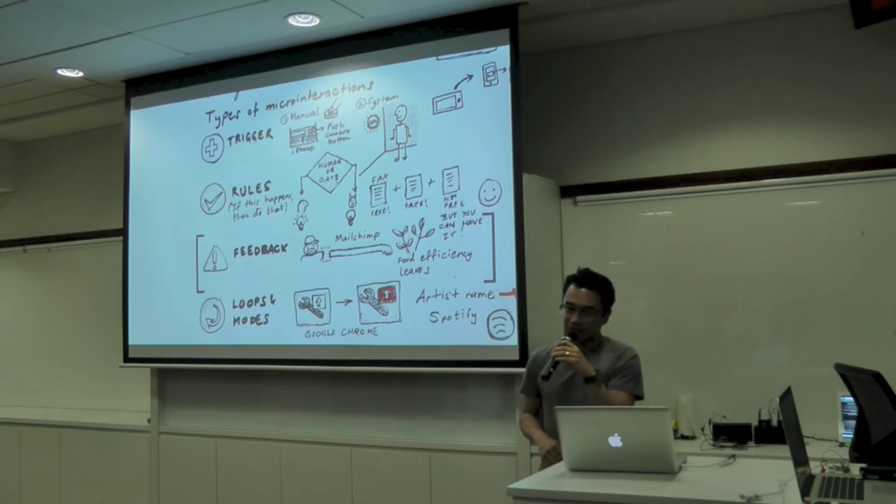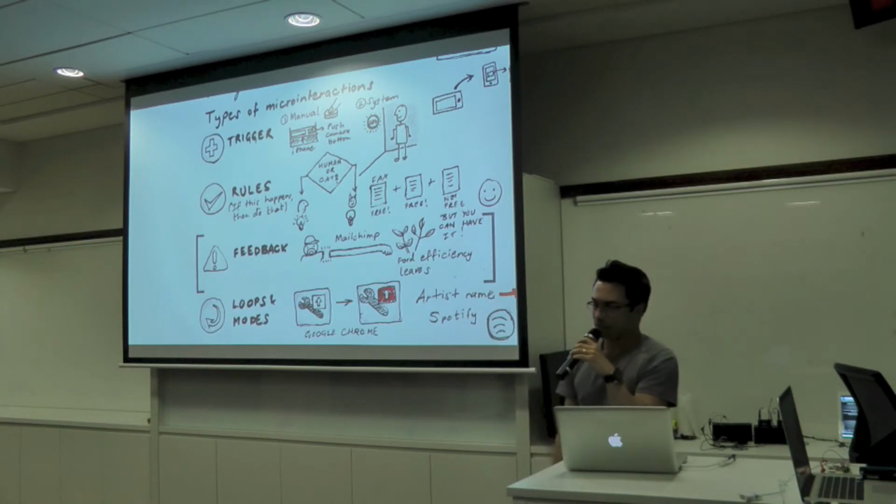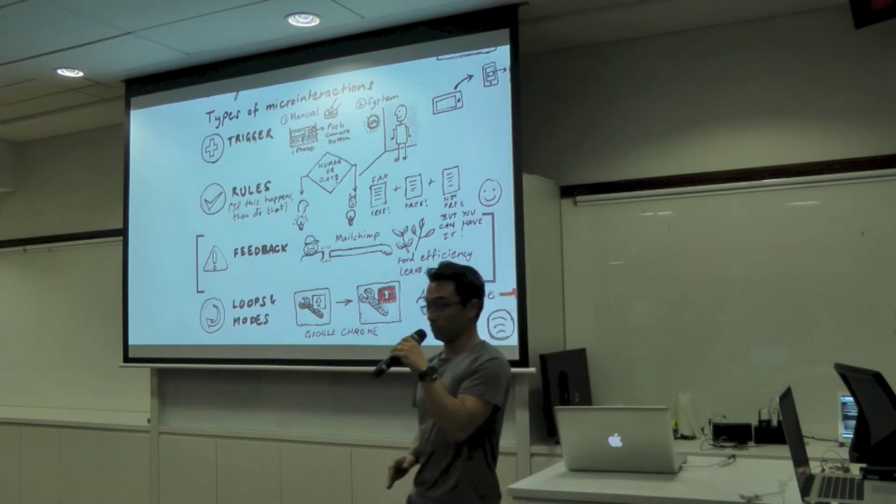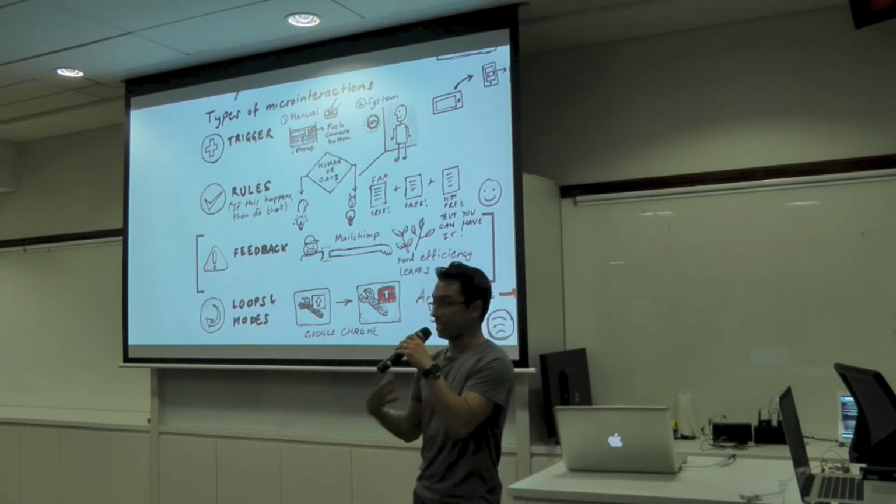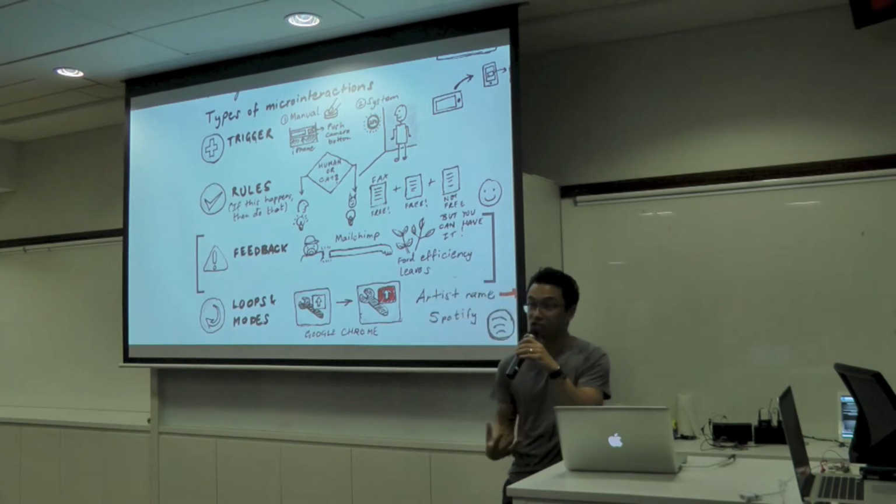System generated triggers, for example, there's a thermostat called Nest or something like that. If you walk closer to the thermostat, the system automatically detects that you're there and automatically adjusts the temperature for you.